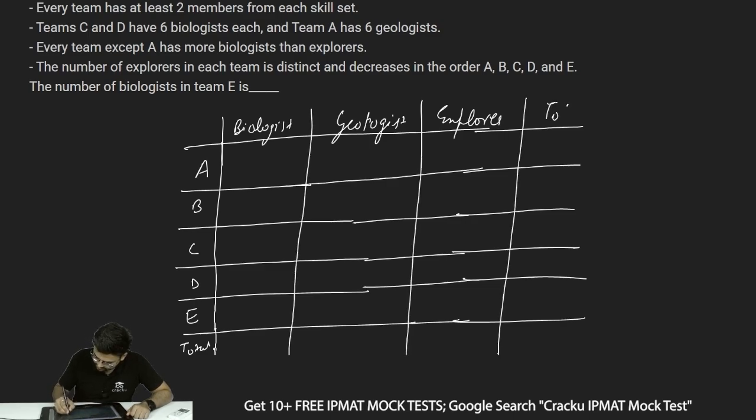And this is total. Now it is given that each team has 15 members. A, B, C, D, E, each has 15 members. So 15, 15, 15, 15, 15. So total number is 75 members.